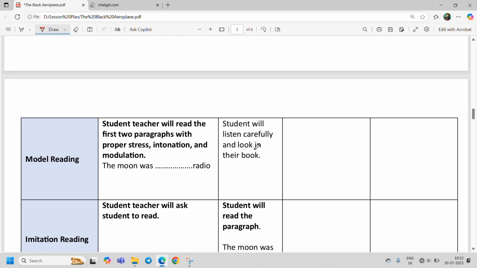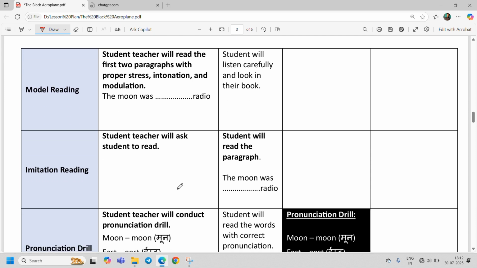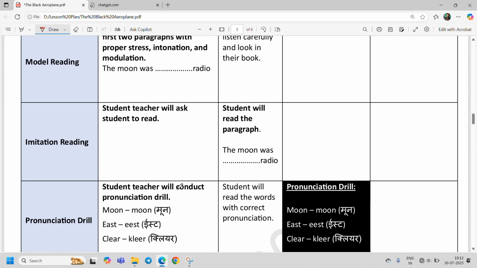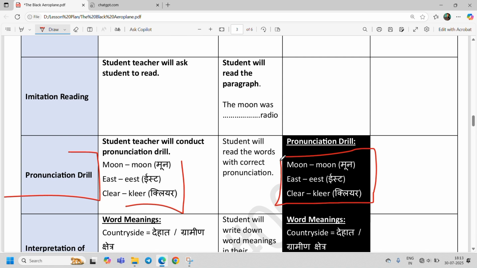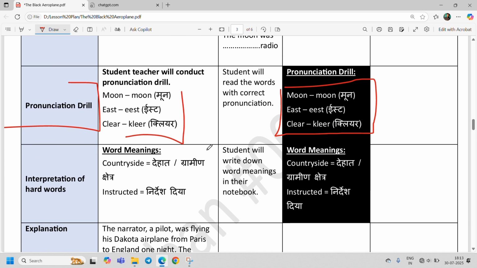Then you conduct pronunciation drill. You write those difficult words on the blackboard which are difficult to pronounce. Then you can write word meanings on the blackboard. Okay. After writing word meanings, students will note down your written word meanings in their notebook. After that, you explain the topic.